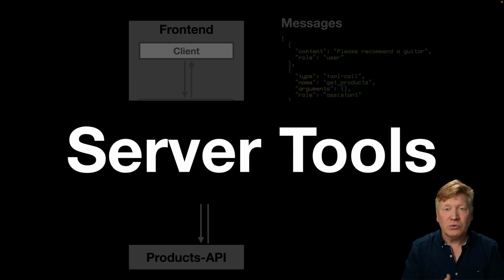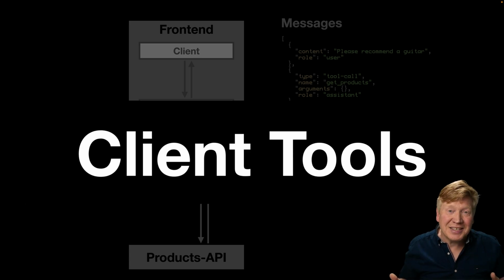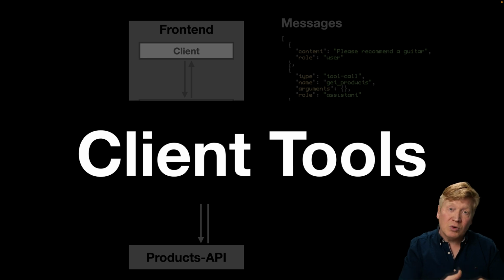But there's another type of tools, client tools. And client tools, as you might guess, are run on the client. I mentioned them in an MCP video because it's important to understand that MCP is not good for client tools. MCP is good for server tools. MCPs run on either servers or on your command line. They don't have access to the client by default. So you need to understand that client tools exist and what they might be useful for.